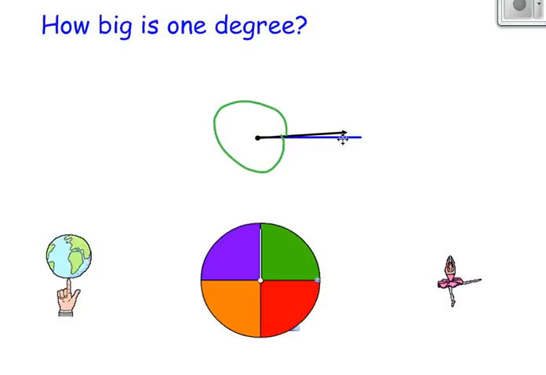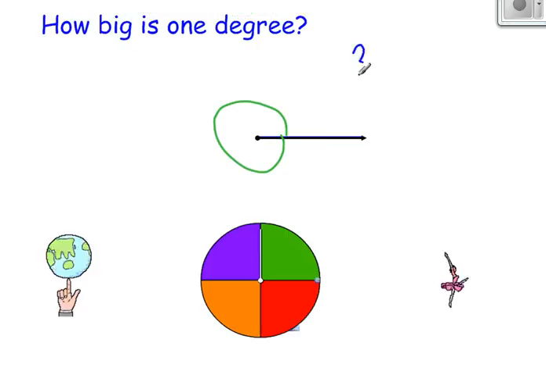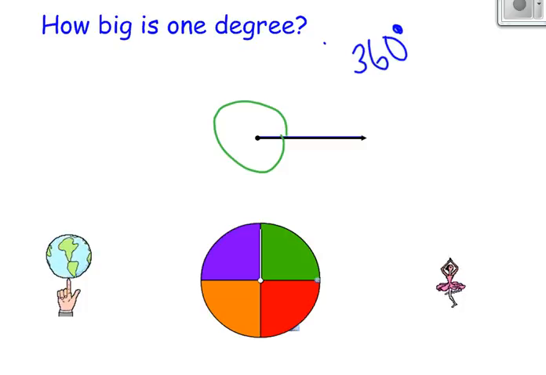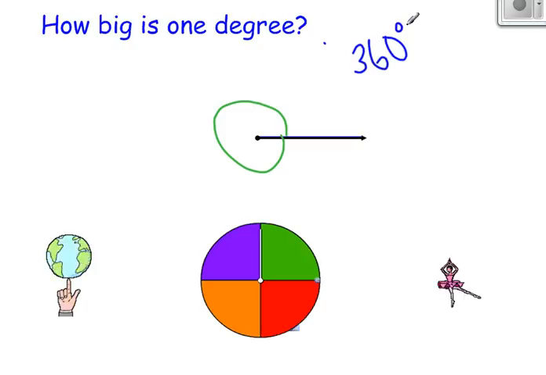So 1 full circle is the basis for how we measure angles. And 1 full circle is an angle of 360 degrees. And this little mark up here, which is kind of messy at the moment, let me see if I can make it nice for you. You know that the way to mark that you have a degree is with an open circle like this. So 360 degrees is 1 full circle.